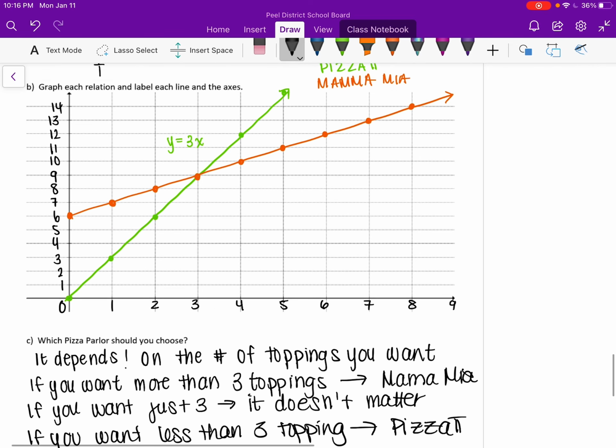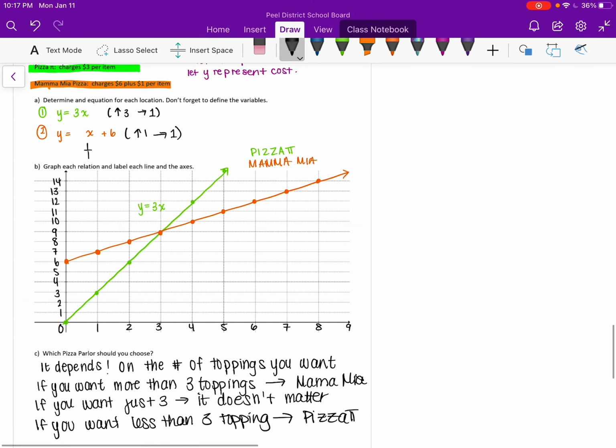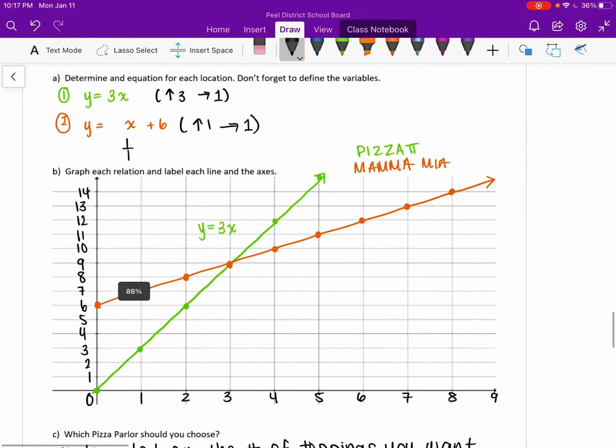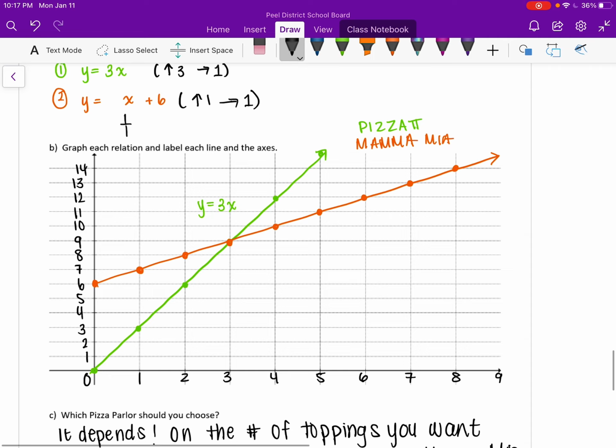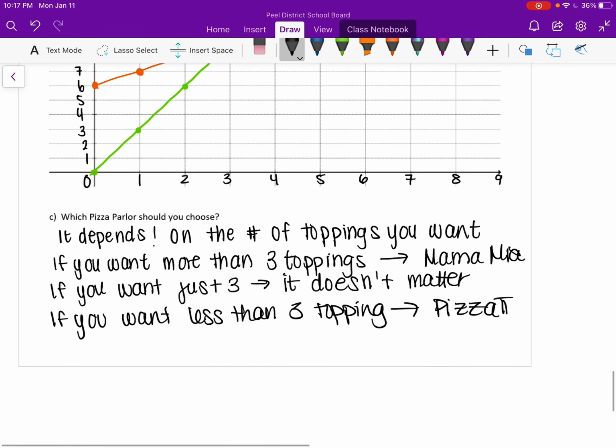So it just depends on how many toppings you want, and you can make that decision based on the graph. And that's what I want you to be able to take away from this, is trying to figure out, okay, based on what I know and what I understand from inferring this graph, where should I get my pizza from? Okay? And that is the end of our exit ticket there. Thank you.